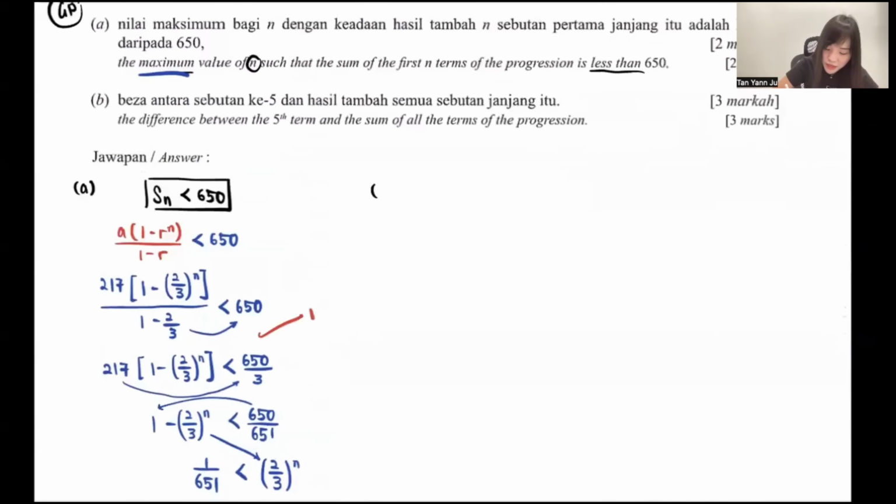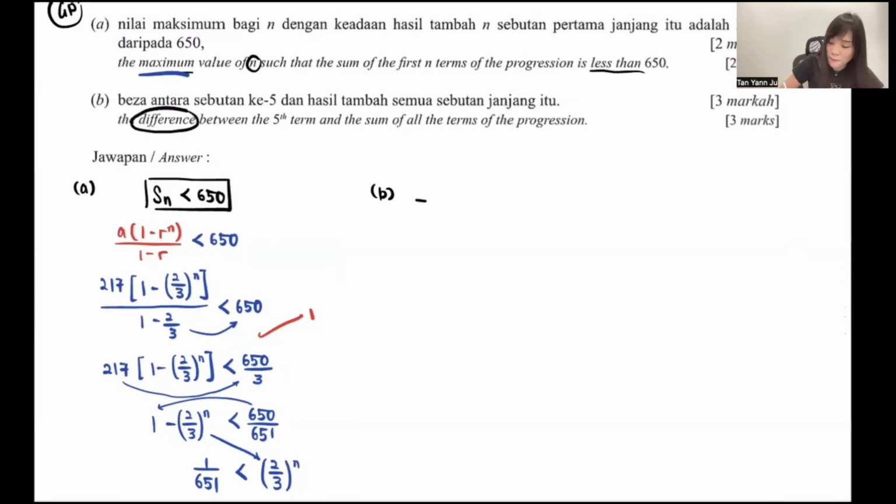Next one, B. They say, find the difference between the fifth term and the sum of all the terms of the progression. Whenever they say they want to find the difference, that means it's minus, big minus small. Think about it. If I ask you what is the age difference between us, it's definitely my age minus your age, correct? So difference is always big minus small.